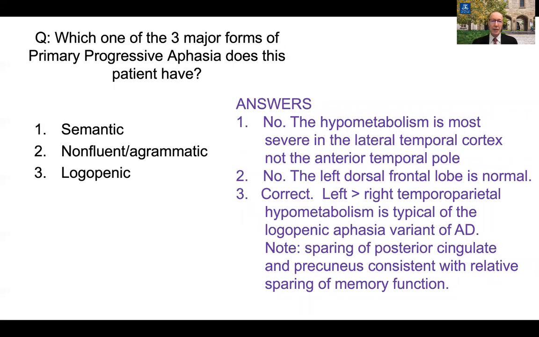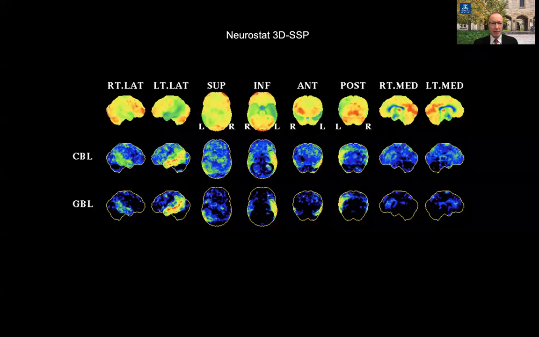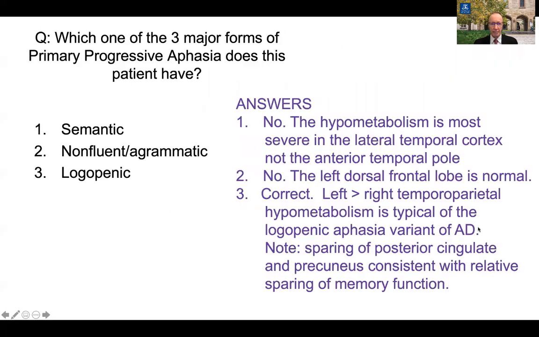The answers. Semantic dementia, no. The hypometabolism is most severe in the lateral temporal cortex, not the anterior temporal pole. Is it non-fluent or progressive non-fluent aphasia? No. The left dorsal frontal lobe is normal. Let's go back and look at that. Primary progressive aphasia typically affects this area on the lateral views and this area on the medial views in the left hemisphere, but that is clearly not the predominant finding on this scan.